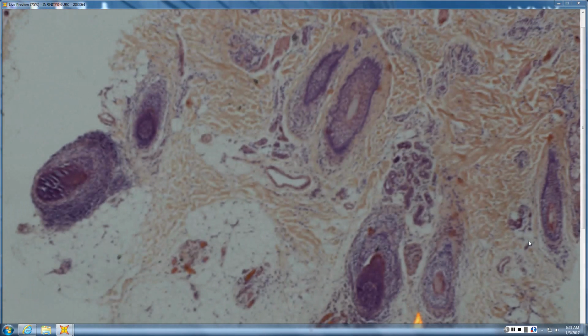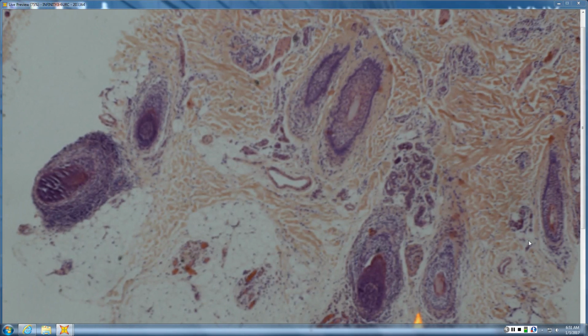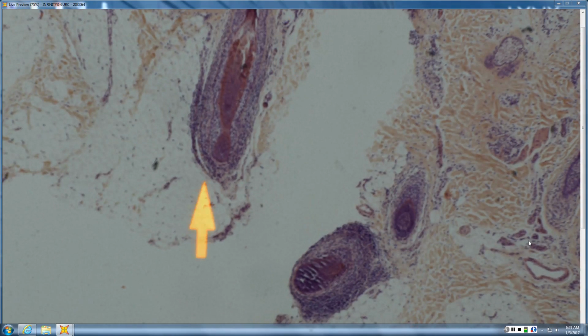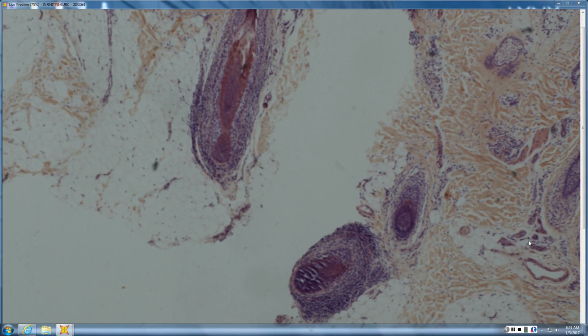You do want to make sure that those lymphocytes are really just around the bulb, because if they're extending all the way up in a densely packed vertical pattern all the way up the hair follicle, then that certainly could be lupus. But again, in this case, it's really just around the bulb.